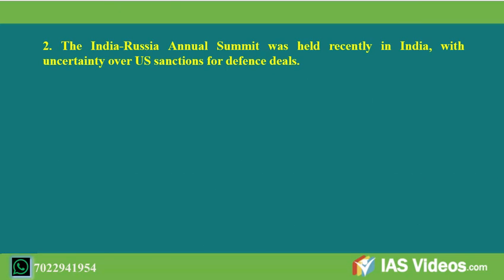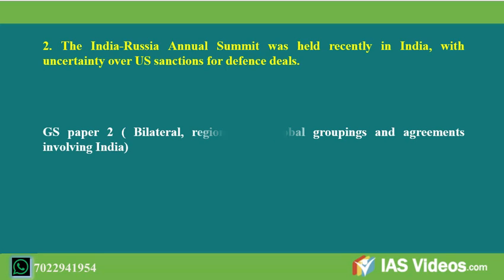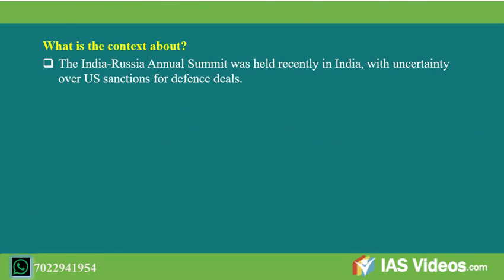The India-Russia Annual Summit was held recently in India, with uncertainty over US sanctions for defense deals. GS Paper 2. Bilateral, regional and global groupings and agreements involving India. Source: The Hindu. What is the context about?